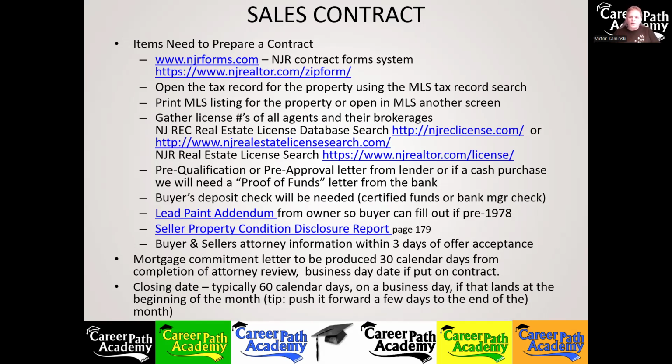And you could do this by going to njreclicense.com, a domain name that I bought that just points you to the Real Estate Commission's database. This one does as well, njrealestatelicensesearch.com. And you could also use this resource, although this resource doesn't have all the addresses and everything from njrealtor.com/license. Here's another search. Now let me show you the difference.